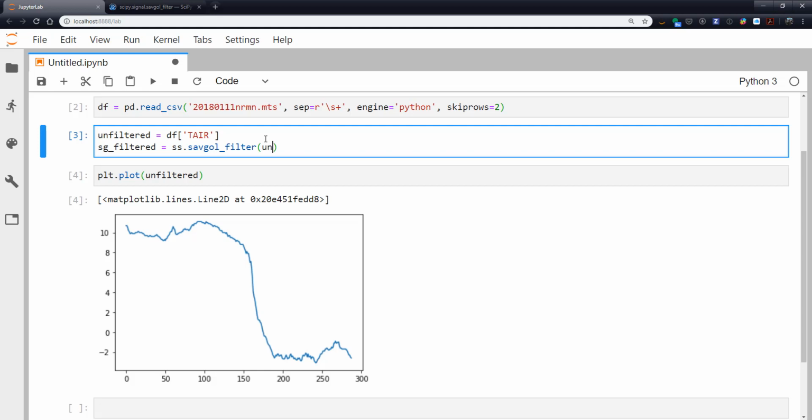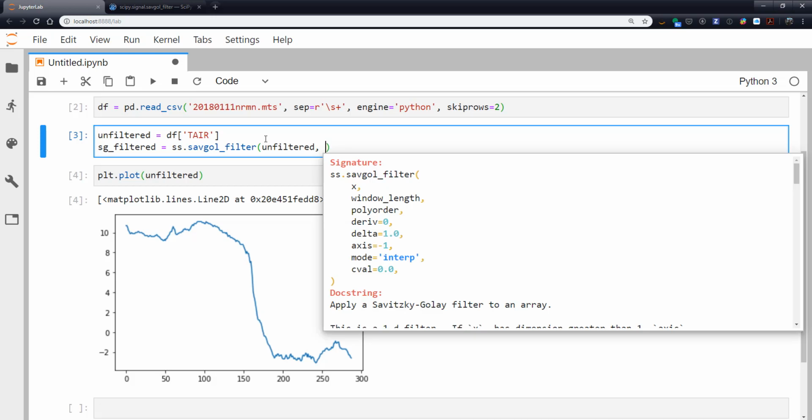So the first thing that we're going to need is our data, unfiltered. And let's look at the docstring. It takes our data, a window length, and polyorder. Those are the mandatory parameters that we must give it. Window length is how many points are going to be considered, and it must be odd. Polyorder is the order of the polynomial that will be fit to those points. It must be at least one less than window length. So if we have 3 points, we can't fit a 6th order polynomial. But if we have 3 points, we can fit a 2nd order. Granted, it would fit perfectly, but we could do so.